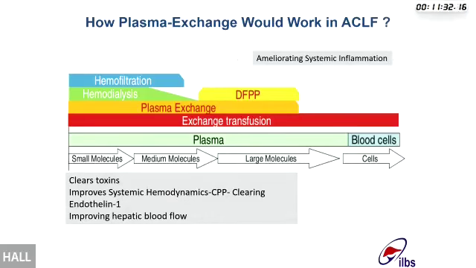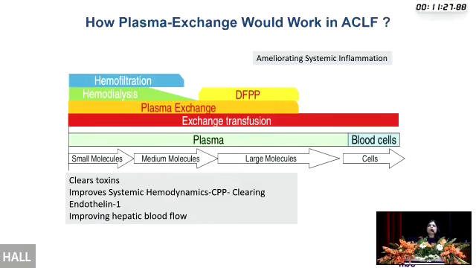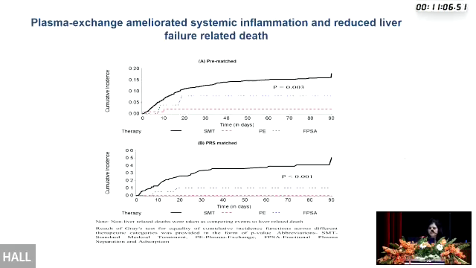Now, how plasma exchange? When we are planning to use plasma exchange, we should know our patient and we should know what we are planning to remove. When we talk about liver failure, there are protein-bound and water-soluble toxins. When you use hemofiltration, hemodialysis, or CRRT, you are not able to remove the larger protein-bound toxins. So plasma exchange, in a way, is a more effective therapy for management of patients with acute and chronic liver failure.